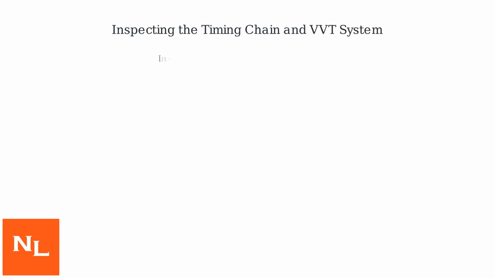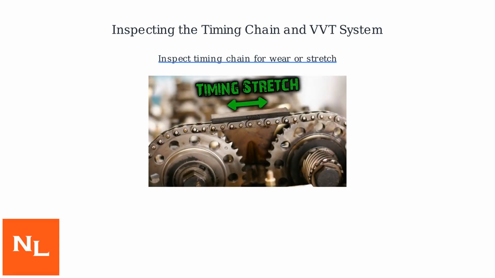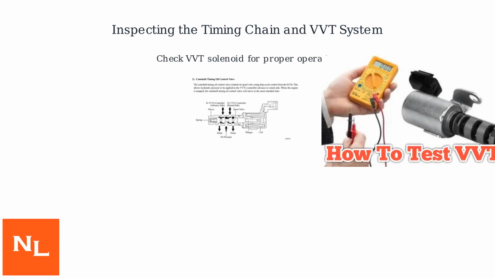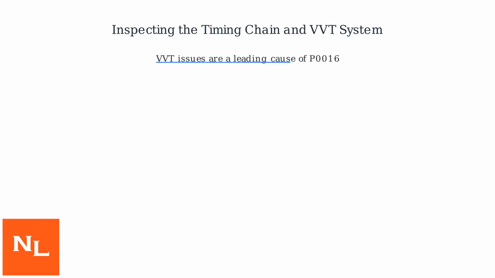If the sensors are functioning correctly, inspect the timing chain for wear or stretch. A stretched timing chain can cause timing misalignment. Check the VVT solenoid for proper operation. Clean or replace the solenoid if necessary. VVT issues are a leading cause of P0016.